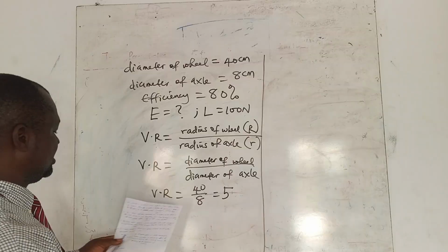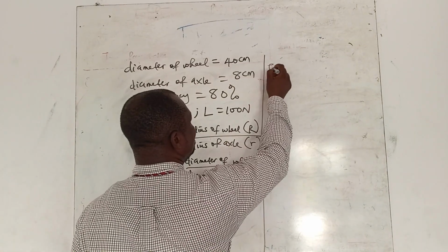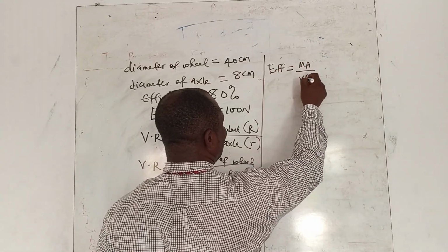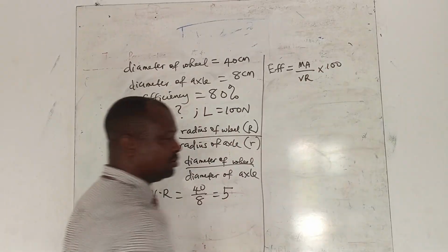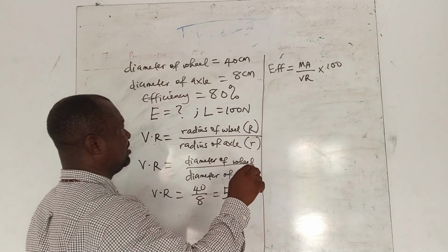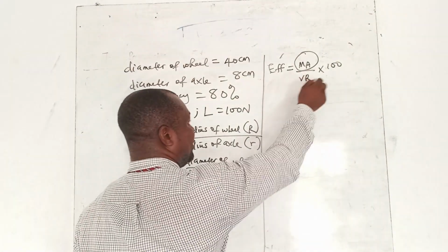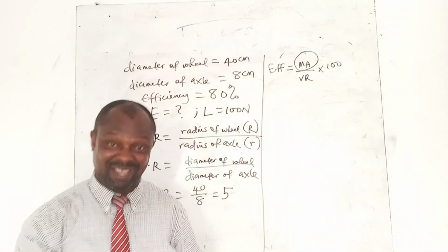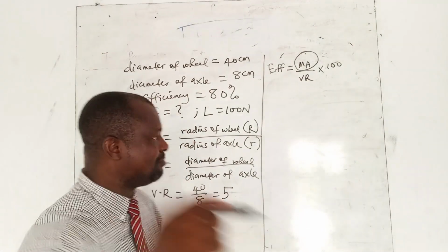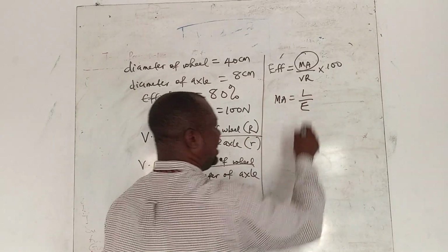The velocity ratio is 5, and we're doing the efficiency. Remember, efficiency is mechanical advantage divided by velocity ratio times 100. Now, you were given the efficiency as 80. You don't know the mechanical advantage, but you know the velocity ratio. So the only thing you don't know here is the mechanical advantage. And remember, mechanical advantage is load divided by effort.